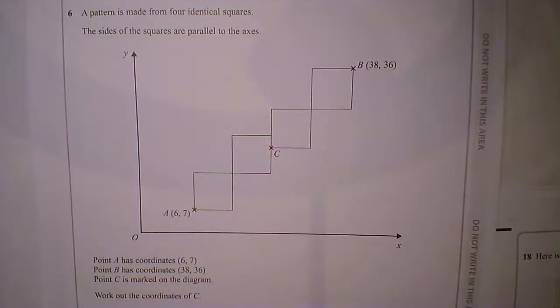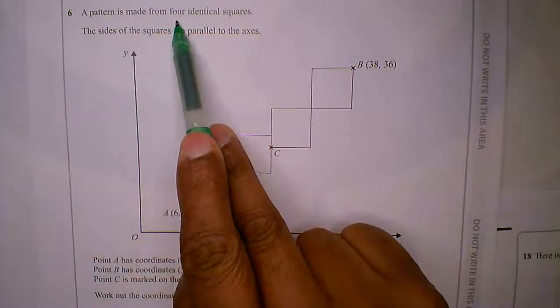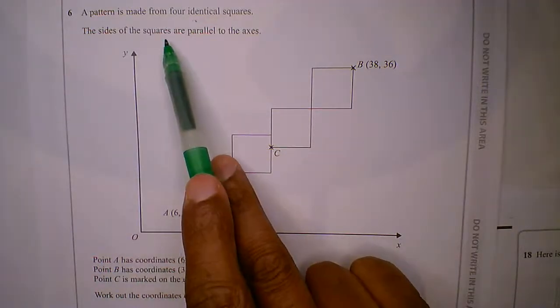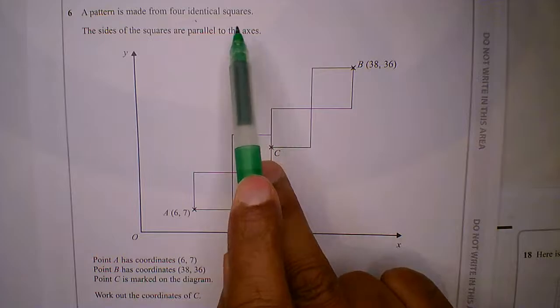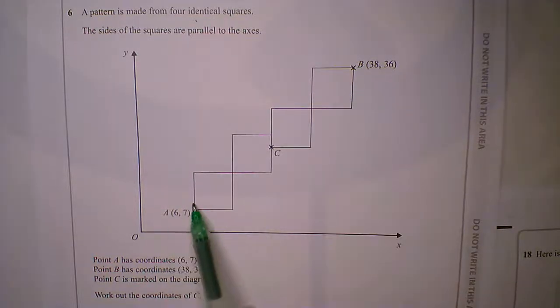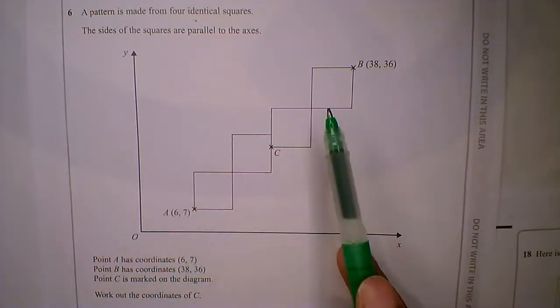Okay, press pause if you need more time, and then continue by pressing play. So let's go through this. Question 6, a pattern is made from 4 identical squares. The sides of the squares are parallel to the axes. So 4 identical squares, 1, 2, 3, 4, and these are parallel to the x-axis and parallel to the y-axis.